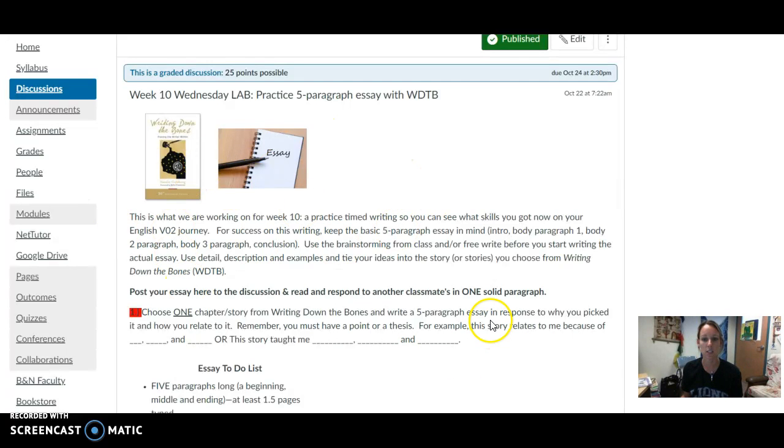So again, for this particular discussion, you are going to use brainstorming and your graphic organizer to help you formulate your 5-paragraph practice essay. Remember, practice, practice, practice. This is how we get better at writing. It doesn't happen by osmosis or by some miracle. It happens through kind of hard work and just practice.